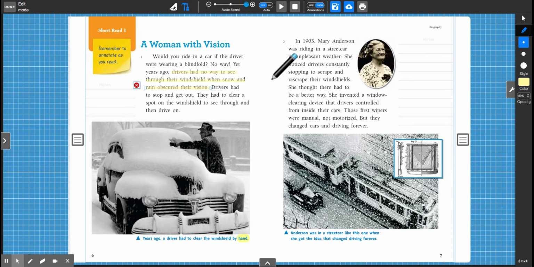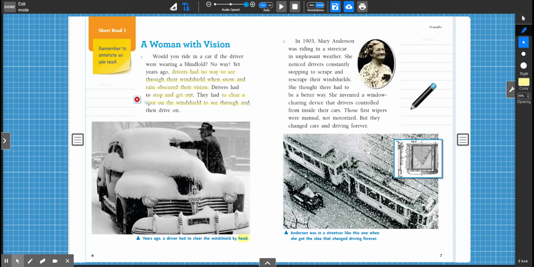So that is setting the scene right here. We know that drivers had to get out of their cars. They had to pull over on the side of the road, get out of their car, and clear the windshield. Does that sound safe? I don't think so. Oh my gosh. So maybe we should highlight they had to stop and get out to clear a spot on the windshield to see through. That's wild, right?